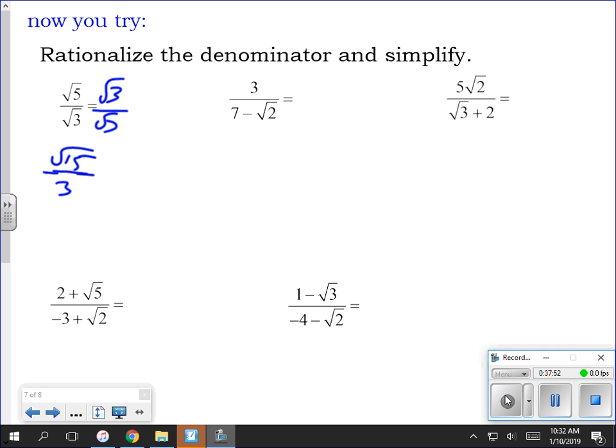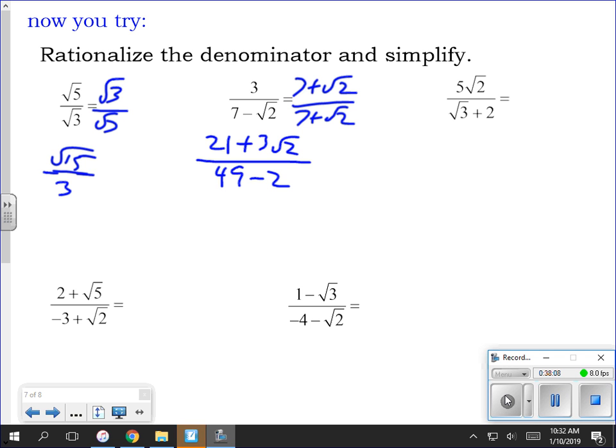Next one, I multiply by 7 plus root 2 over 7 plus root 2, which gives me 21 plus 3 root 2 over square the first one, 49, minus the second one squared, which is 2. 49 minus 2 is 47. So I have 21 plus 3 root 2 over 47. And that's the final answer on that. Can't do anything to that one.